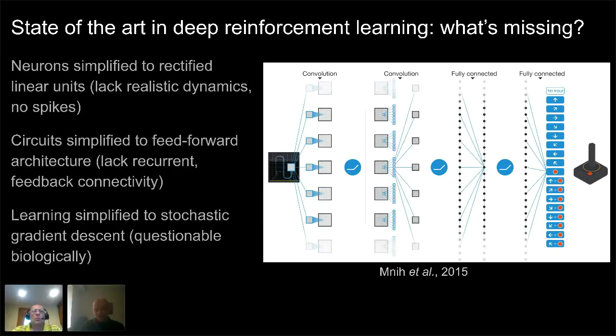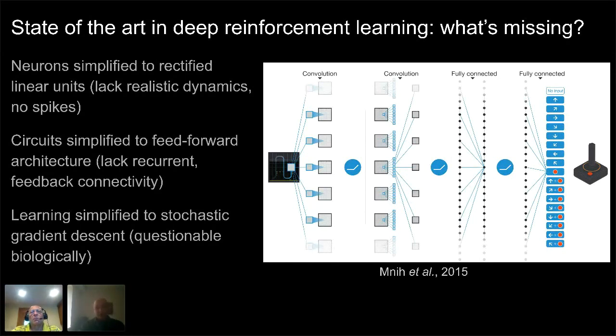And the circuits tend to be somewhat simplified too, where they generally use feed forward architectures, which lack recurrent and feedback connectivity, which is kind of a critical feature of the brain, where there's a lot of top down connectivity important for different computational tasks and so on.